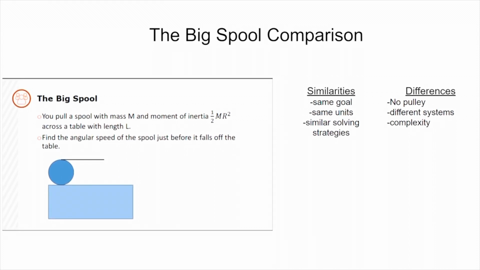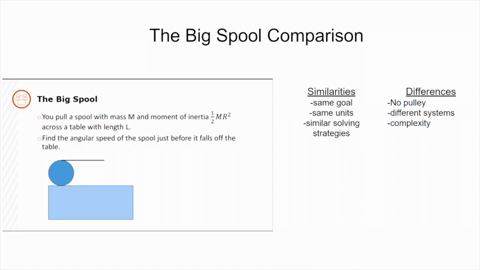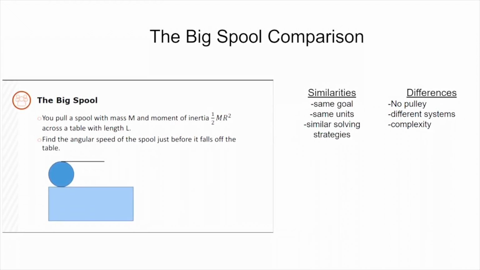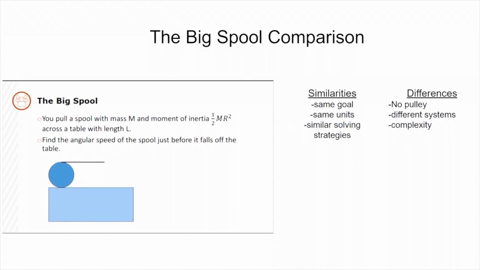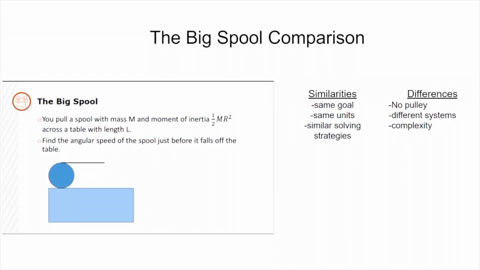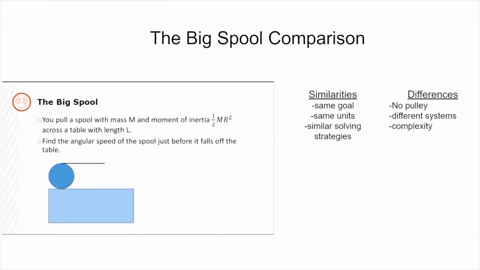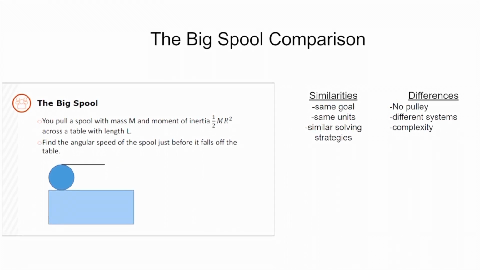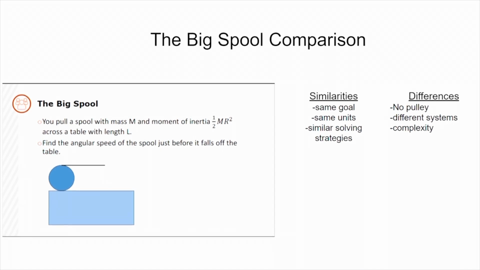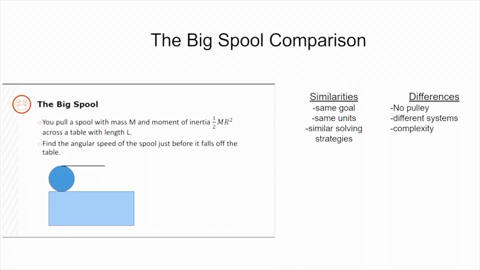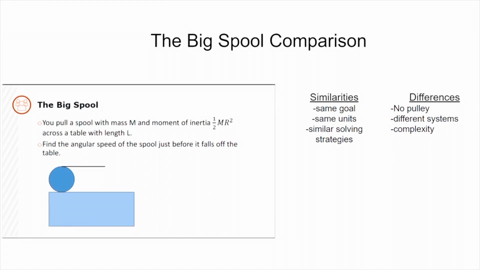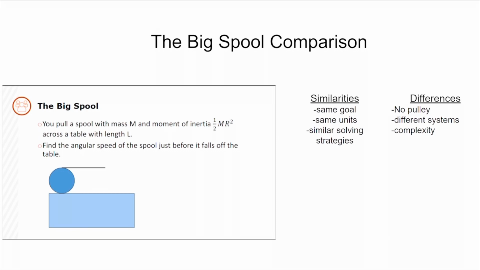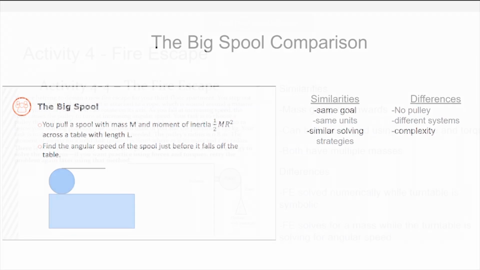Now, the main difference is that in this case there's obviously no pulley. The complexity of the systems is very different. This one is just the spool on top of a block, whereas ours had a turntable with a block on top of it, then the block attached to a string, which is attached to a pulley, which is then attached to another spool hanging off the turntable at the very bottom there. And that just goes into the complexity of the two. The big spool is not as complex, a very good one to get a basic idea of the concepts, whereas our problem involves putting together a whole bunch of concepts to arrive at our final answer.